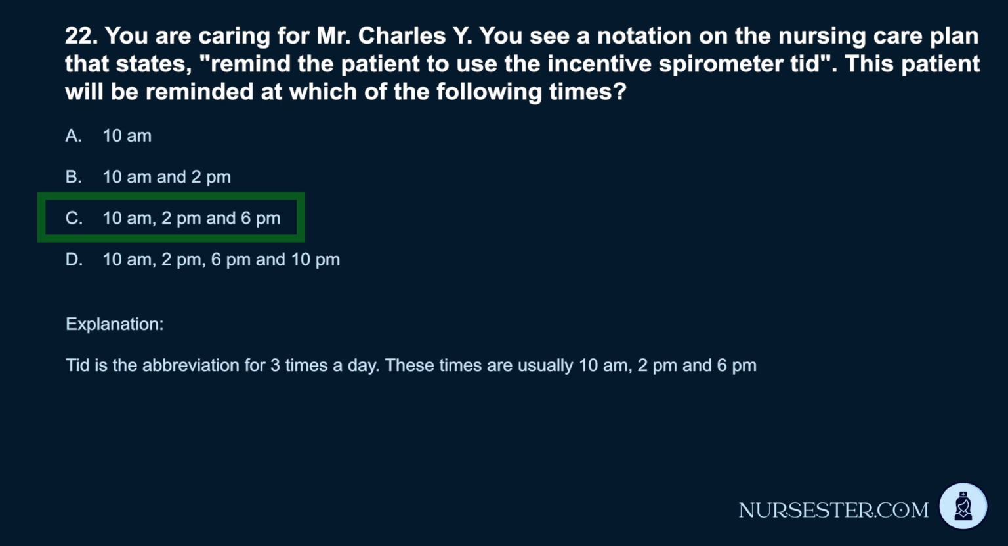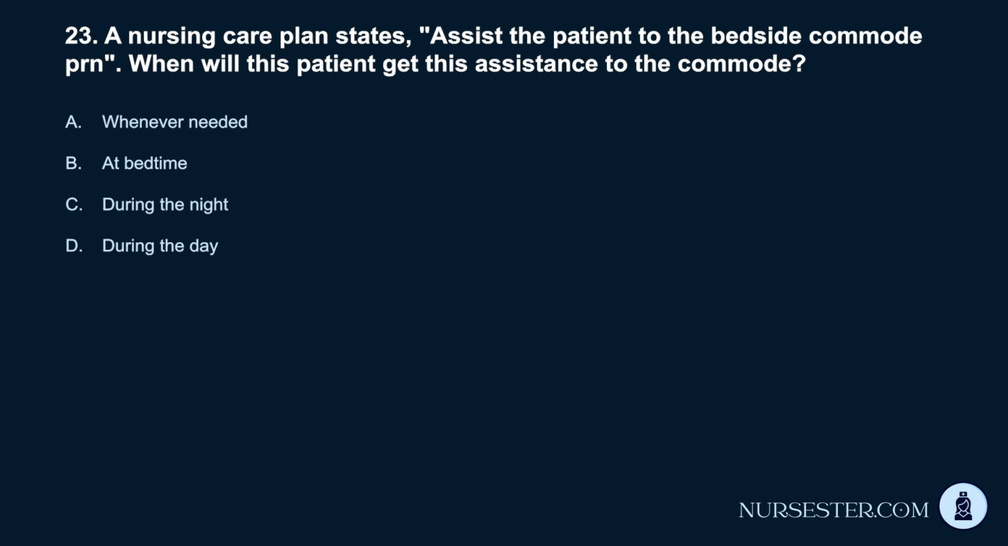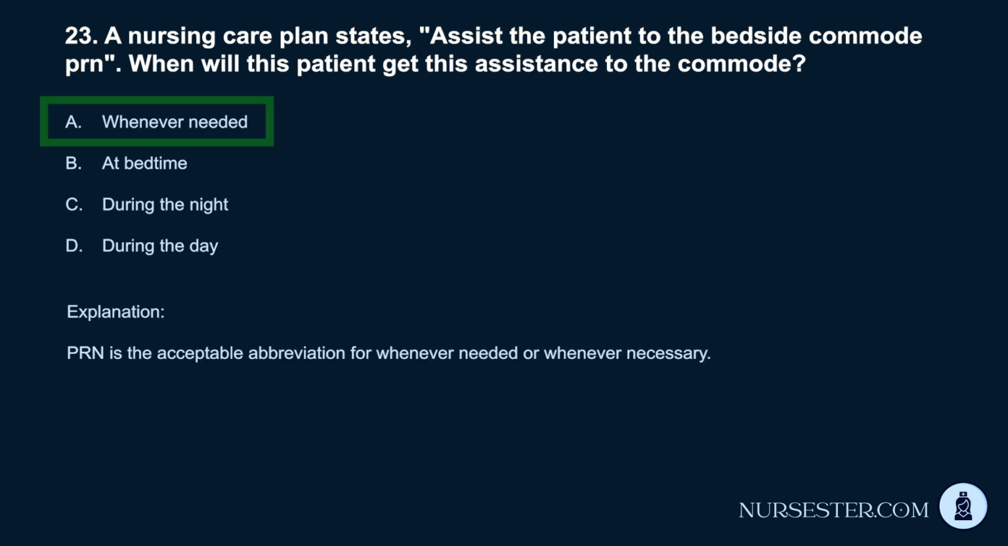23. A nursing care plan states, assist the patient to the bedside commode PRN. When will this patient get this assistance to the commode? A. Whenever needed. B. At bedtime. C. During the night. D. During the day. Correct answer, A, whenever needed. PRN is the acceptable abbreviation for whenever needed or whenever necessary.